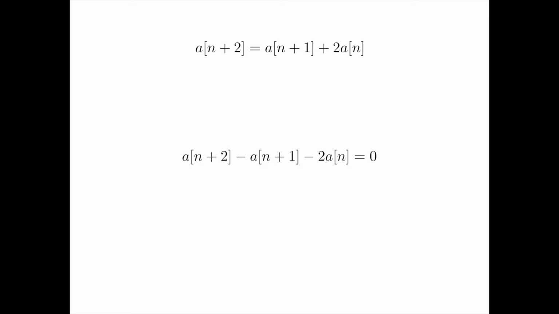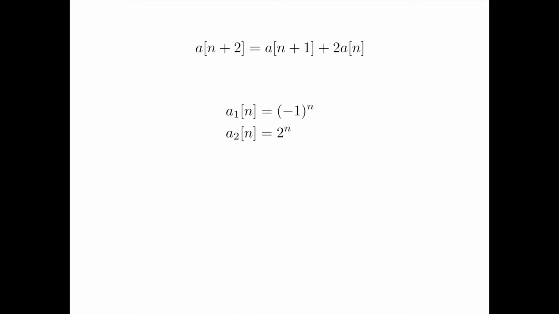We can now write the characteristic polynomial for our sequence, then solve for its roots. So we get r squared minus r minus 2. So this will factor into r plus 1 and r minus 2. So r is then equal to minus 1 or 2. We can raise these roots to the nth power to get the two solutions to our recurrence relation. We can verify that these are solutions by plugging them back into our recurrence relation.